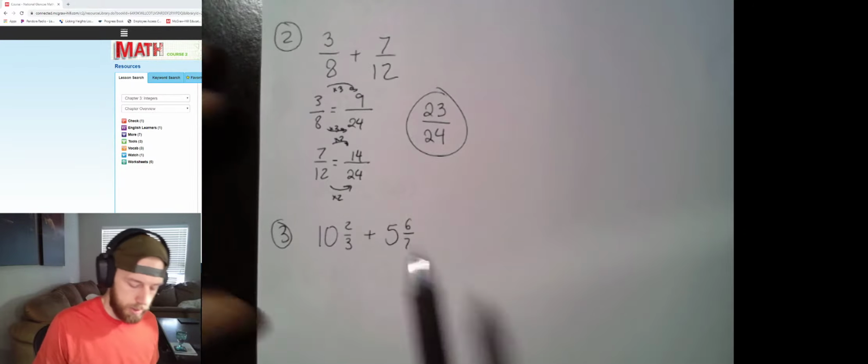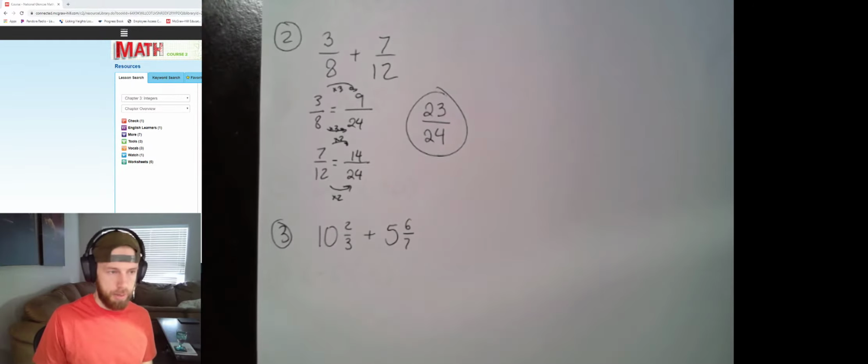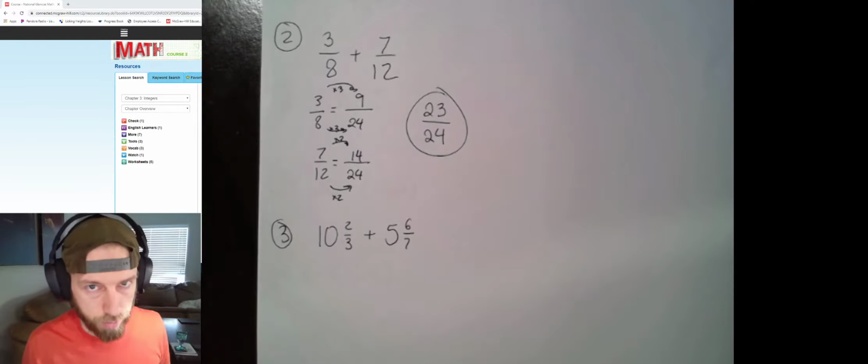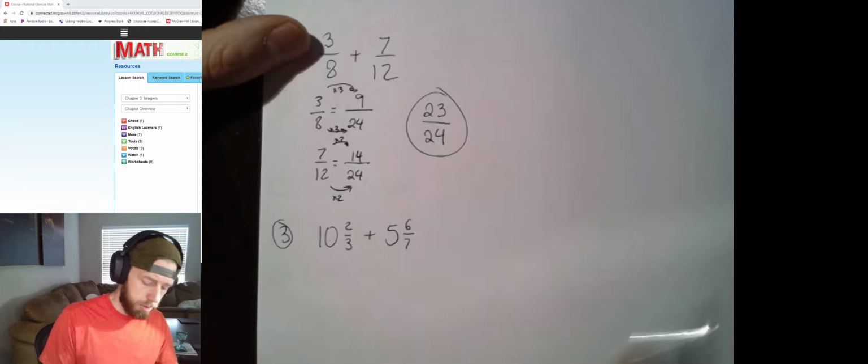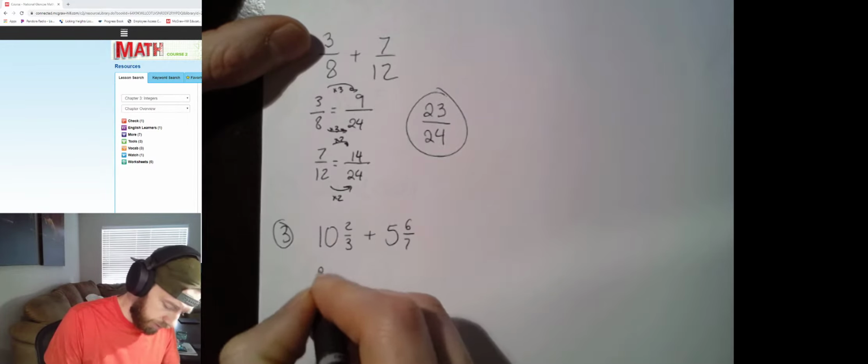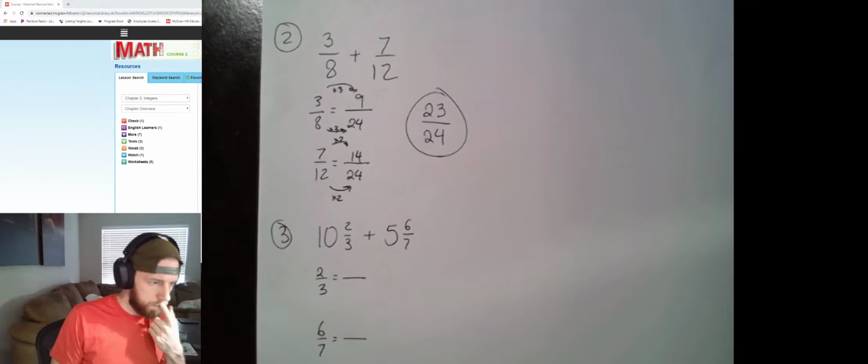The problem here is that these two fractions have different denominators. Again, same problem we had with the first two problems. So I'm actually not going to worry about these whole numbers for a second. I'm just going to take these fractions down here, stack them like I would the other ones, and let's get these to have common denominators real quick.